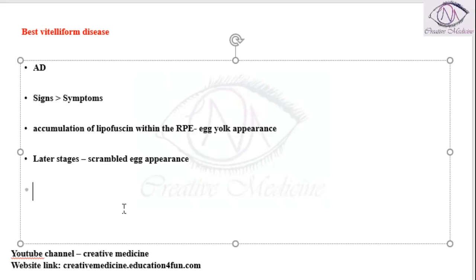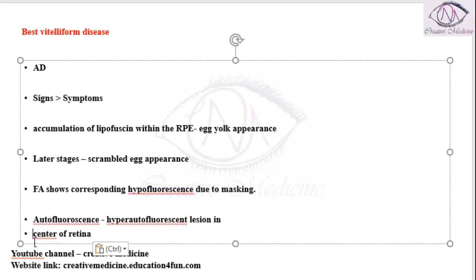Fluorescein angiography will show hypofluorescence due to masking. Because of this scrambled egg or egg yolk appearance due to the accumulation of lipofuscin, this shows hypofluorescence due to masking. Then, Best vitelliform disease also shows autofluorescence or hyperfluorescence at the center of the retina.